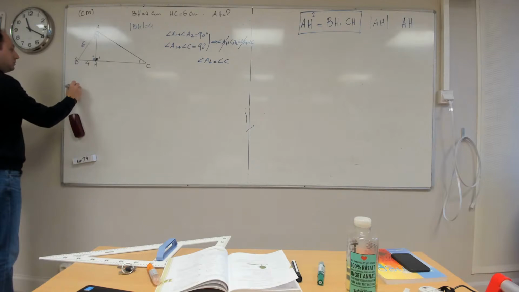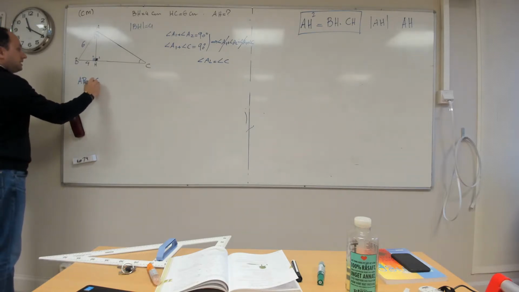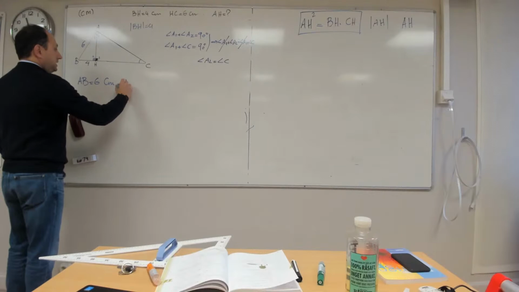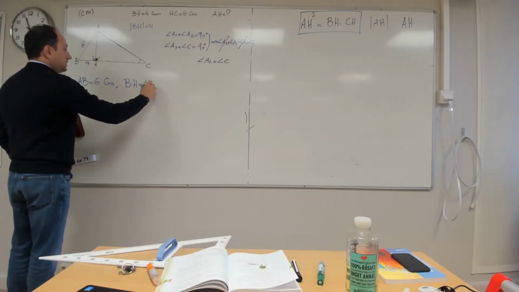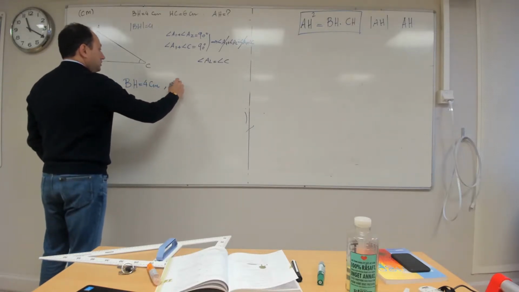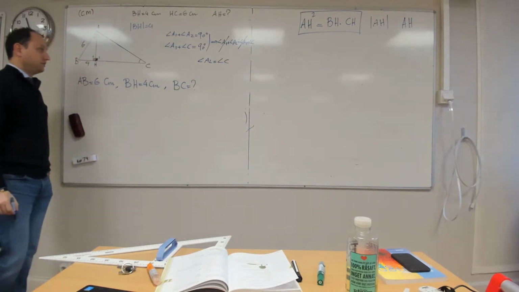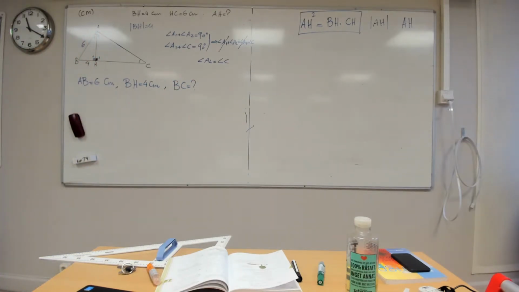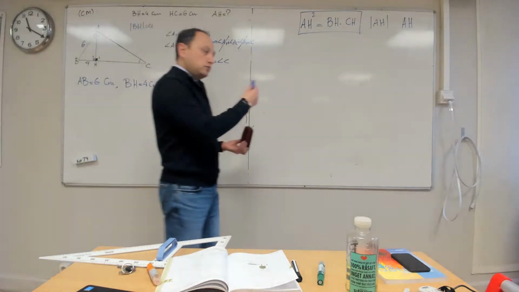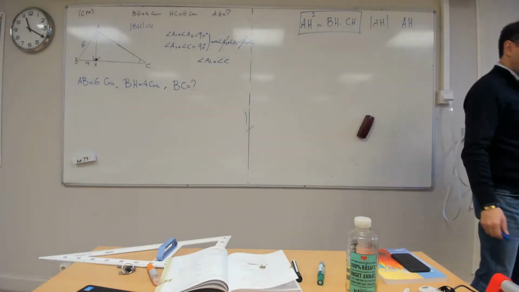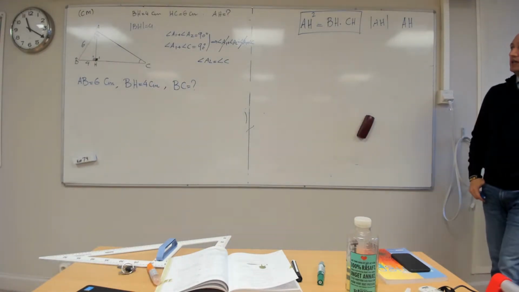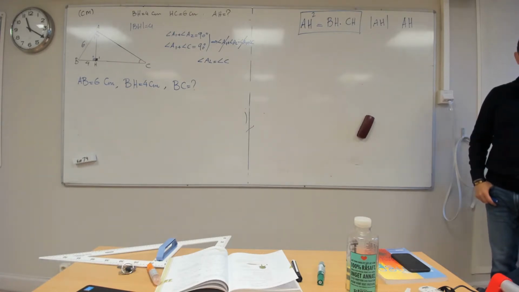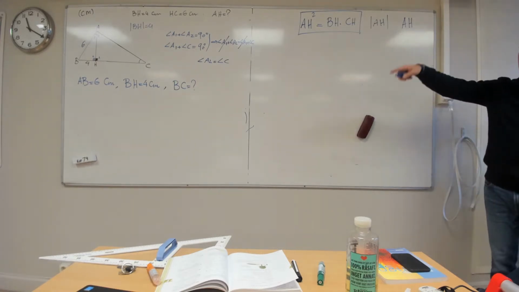Okay, so here, let me write the information. AB is 6 centimeters, BH is 4 centimeters, and then I am asking you what is the length of the hypotenuse. So just give me your opinions. How do you want to solve it? Even if you want to use only Pythagoras theorem, that's okay. Just try to talk to me so that we can see how it is going. The same shape, I changed the numbers and I asked something else.